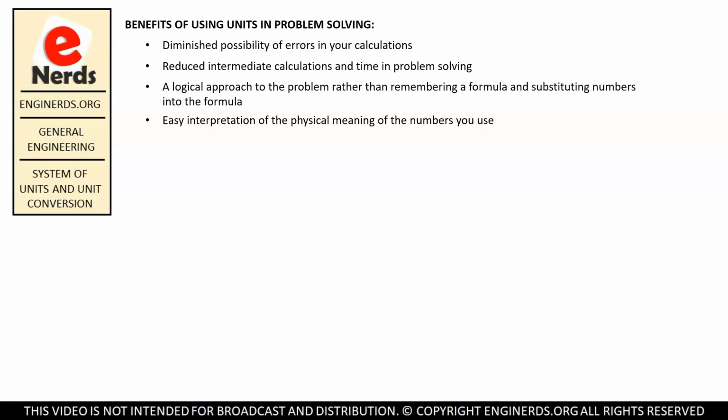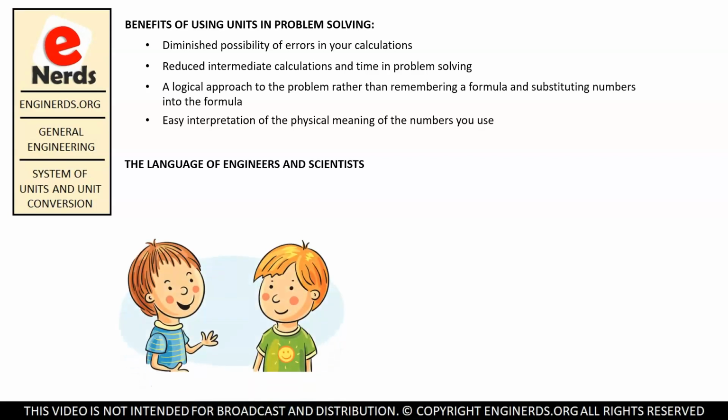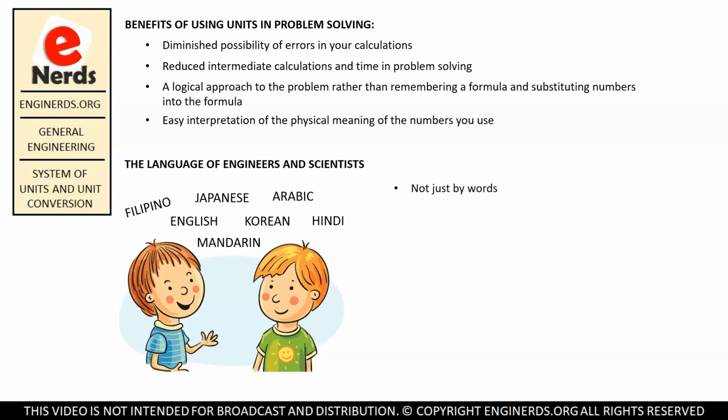Now, to understand this clearly, we have to talk about the language of engineers and scientists. Now, we know that when people talk or communicate, they are using different language. So, it can be Filipino, English, Japanese, Mandarin, Korean, Arabic, Hindi, or kung ano-ano pa. Napakaraming language ang available sa mundo ngayon. No? Now, engineers and scientists don't just communicate using words. We also use carefully defined numerical descriptions. So, in other words, engineers and scientists talks using numbers as well.